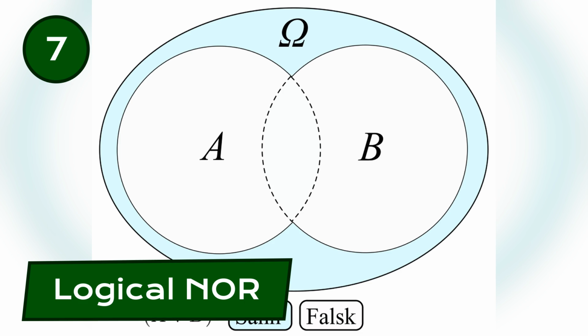Number 7. Logical NOR. In Boolean logic, logical NOR or joint denial is a truth functional operator which produces a result that is the negation of logical OR. That is, a sentence of the form P NOR Q is true precisely when neither P nor Q is true, i.e. when both of P and Q are false.